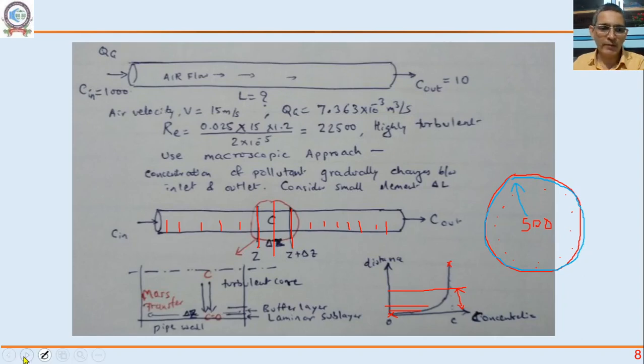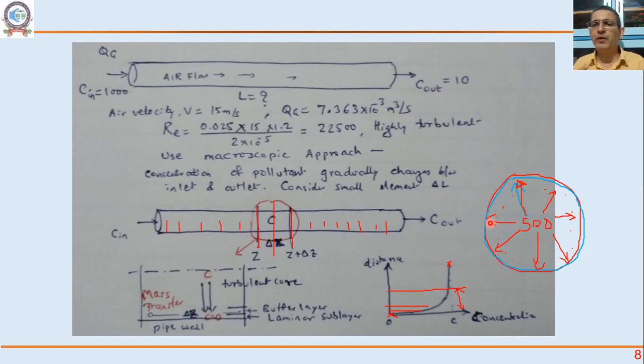Whatever pollutant A is there is getting transferred from the bulk through this boundary layer to the surface. What is happening at the surface of this pipe? This pollutant is reacting and making the concentration 0. Now these two are steps in series. The pollutant is going to the wall, and it is getting consumed at the wall by way of reaction.